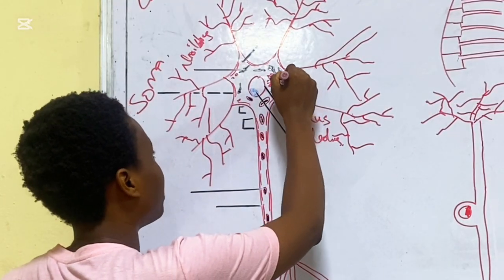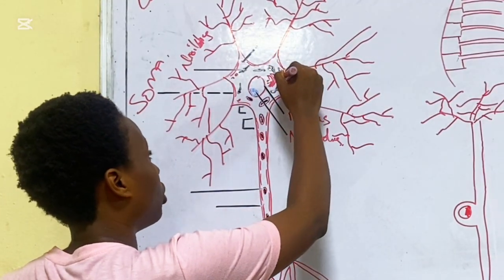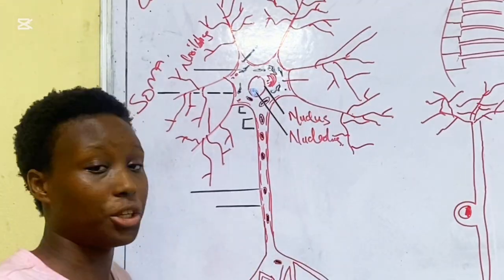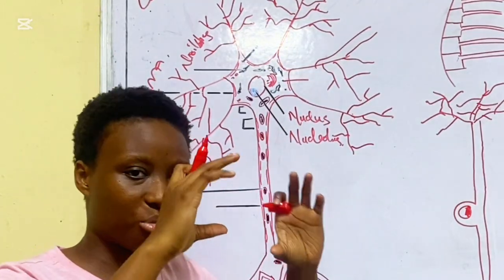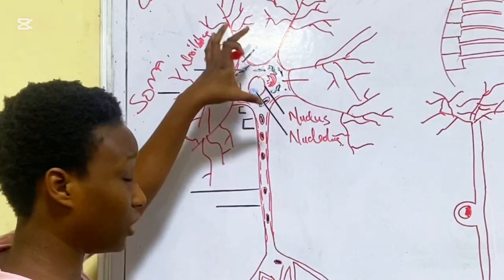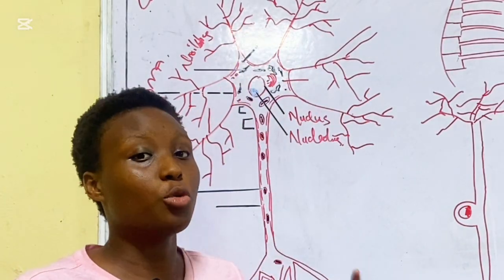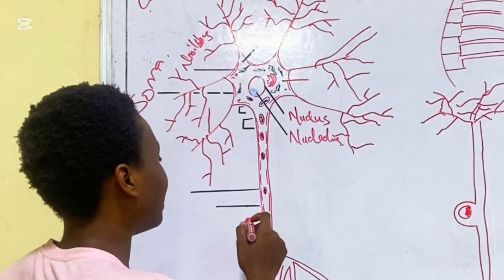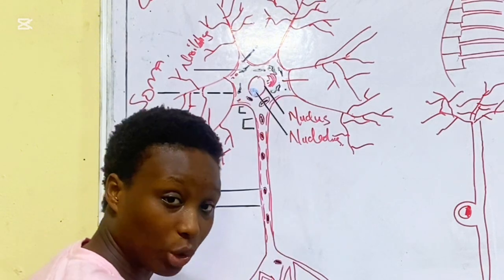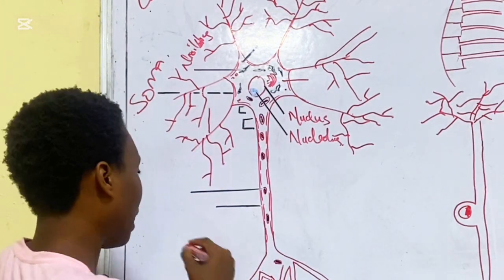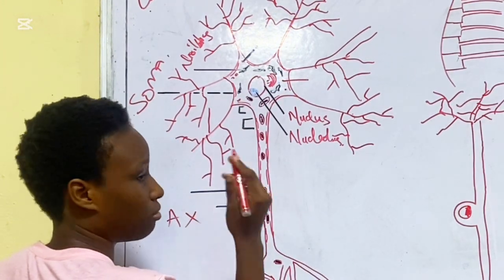The cytoplasm of a neuron is called the neuroplasm. The cell membrane of the neuron or the cell body is called a neurolemma, while the cell membrane of the axon is called axolemma, and its cytoplasm is called axoplasm.